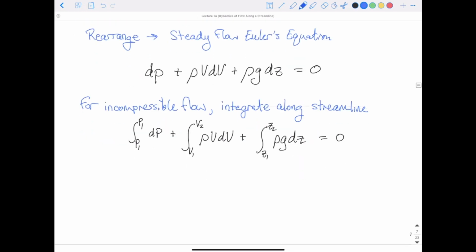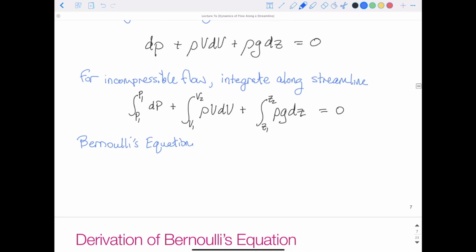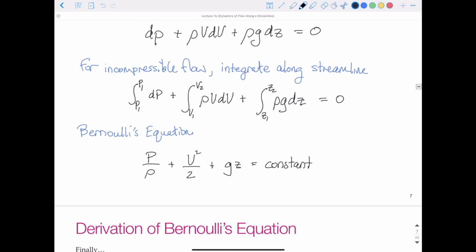So finally, if we evaluate this integral, we get Bernoulli's equation. Bernoulli's equation is written in the form P divided by rho, our pressure divided by our density, plus the velocity along the streamline of the fluid squared divided by 2, plus acceleration due to gravity times the elevation z is equal to a constant. And this finally is Bernoulli's equation.